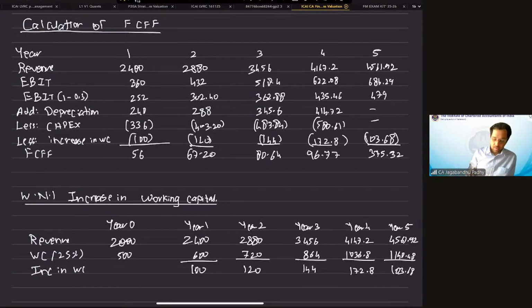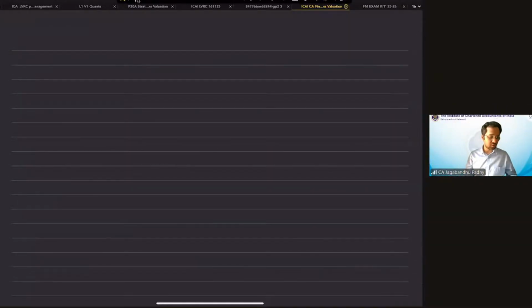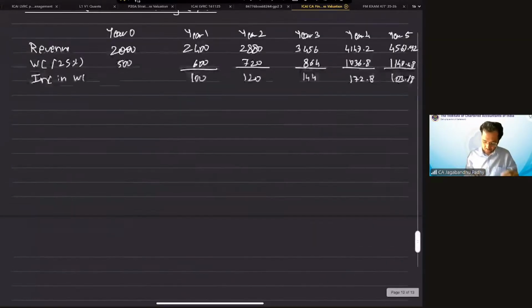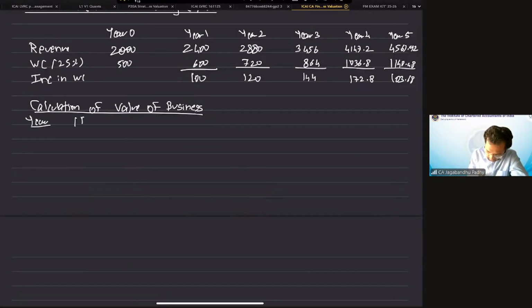Now, when we want to calculate the value of the business, I need to take the present value of all these cash flows and also the terminal value. So we have the calculation of value of business. We have year, cash flow, PV factor at 13%, and then PV. So here 1, 2, 3, 4, 4.